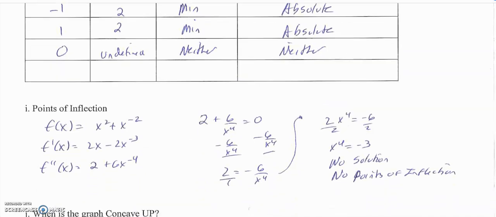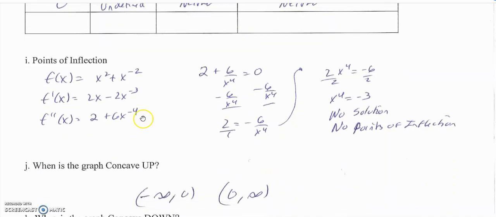To find point of inflection, you take the second derivative. So we have our original, x squared plus x to the negative 2. The first derivative is 2x minus 2x to the negative 3. The second derivative would be, derivative of 2x is 2. Derivative of negative 2x to the negative 3 is plus 6x to the negative 4. Set that equal to 0. 2 plus 6 over x to the 4 equals 0.